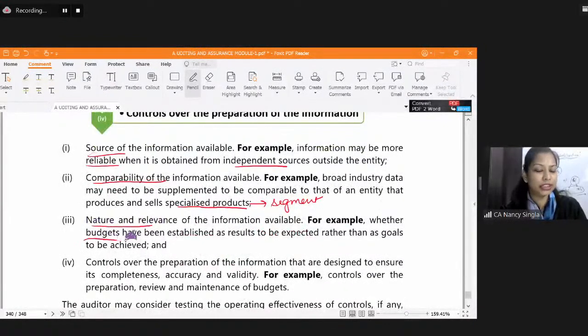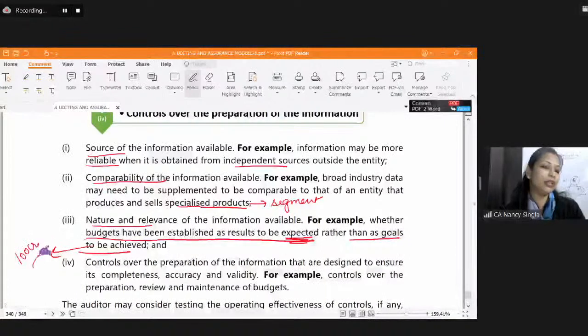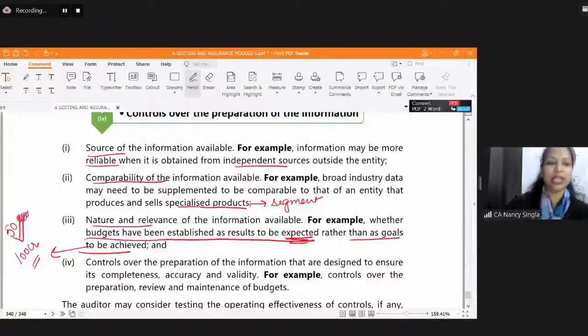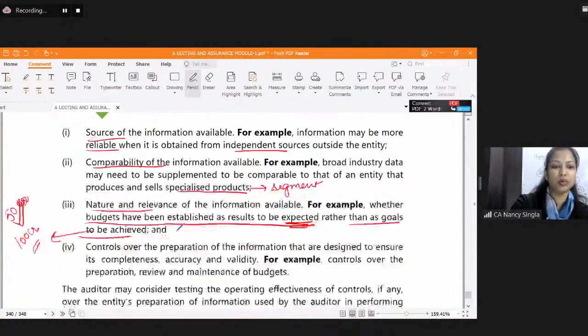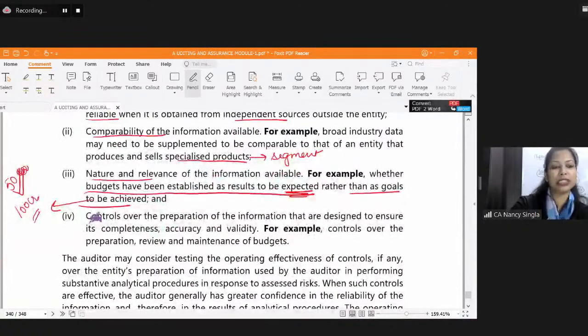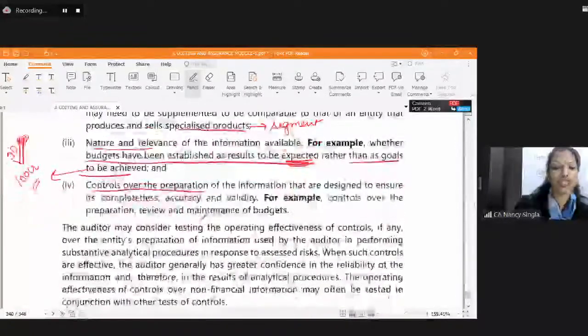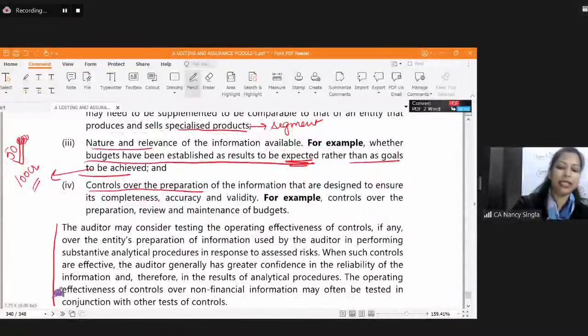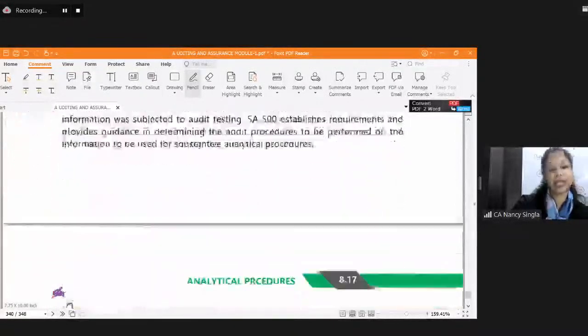I told you that budget should be established based on what is expected rather than as goals to be achieved. To an entity, it can set any goal. Say the entity wants to achieve 100 crores, but based on the situation, only 50 crores is expected. So budgets based on expectation are better as compared to budgets based on what the company wants to achieve. And last but not least, controls over the preparation. And this talks about control over financial data as well as non-financial data.